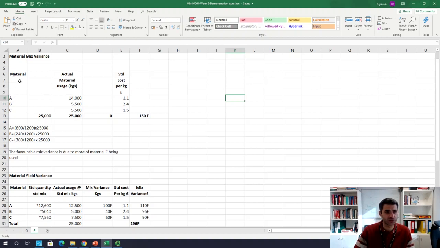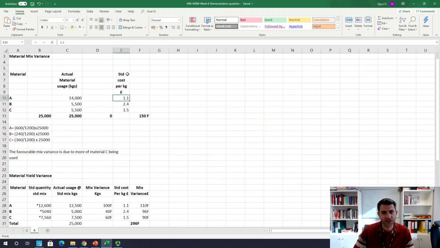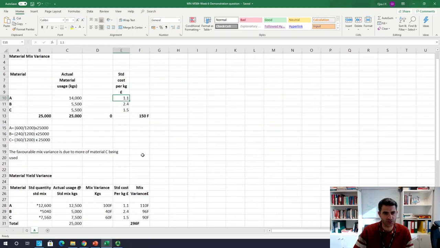So the material, which is material A, B, C, that's from the question. The actual material usage in kilogram is in the question. And the standard cost per kilo is in the question, which is 1.1, 2.4, 1.5. Fair enough. So these 3 columns are from the question. Now let's start with the second column.